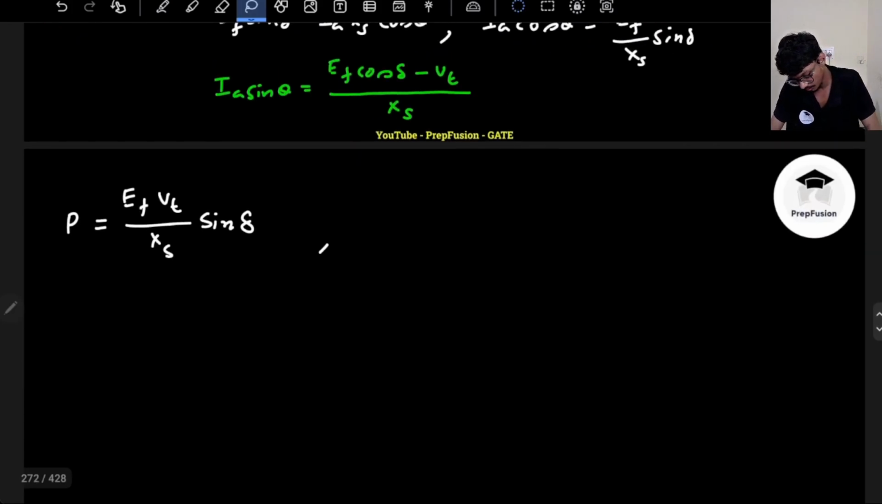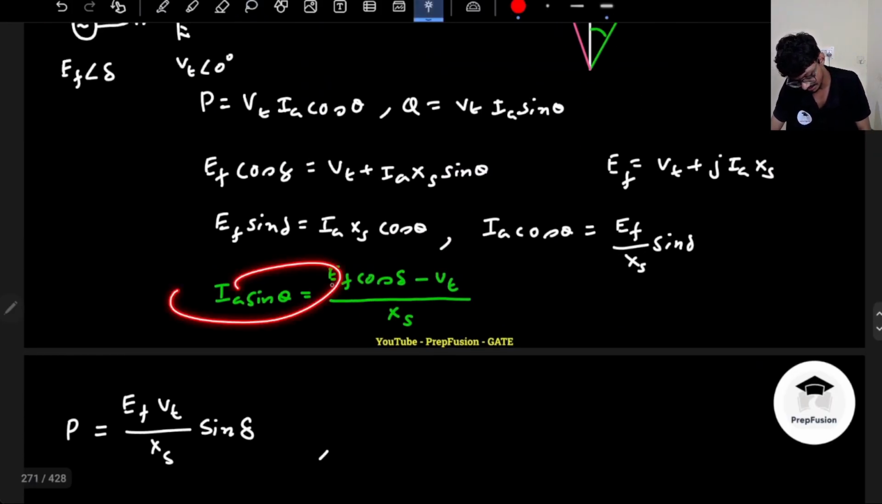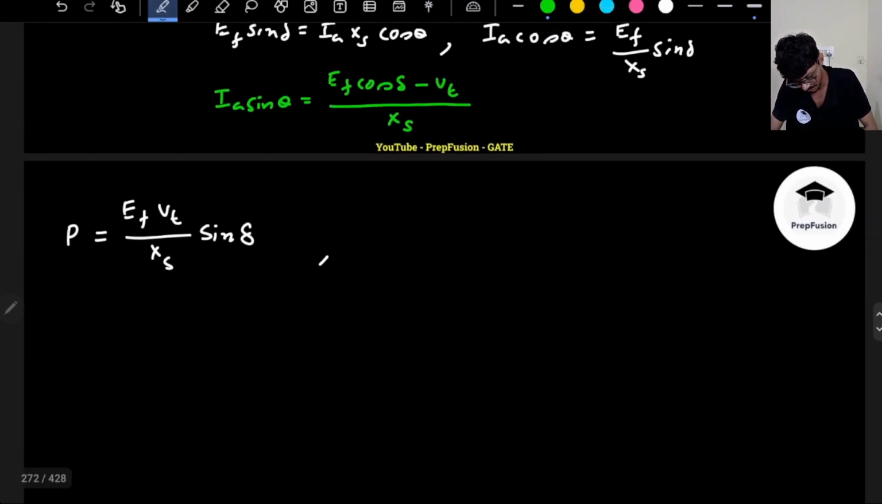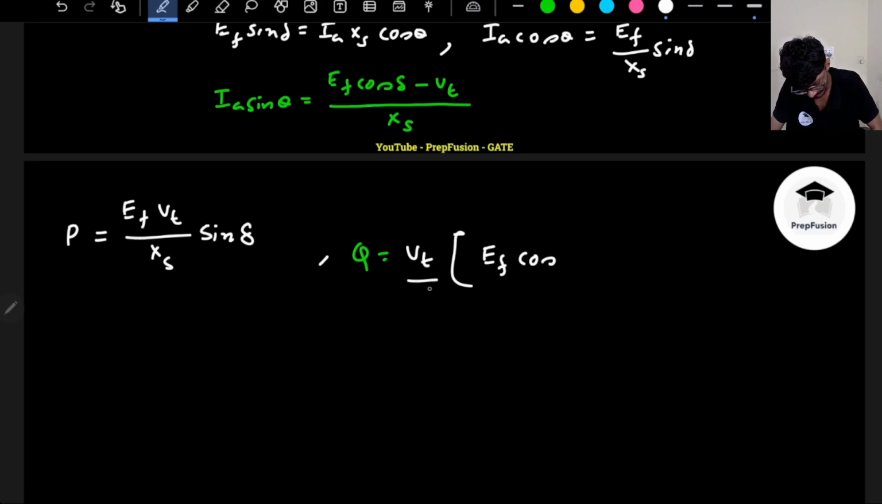Okay, so if I replace this Ia sin theta here, what will I get? My Q will be Vt by Xs into Ef cos delta minus Vt. Okay, that is what my Q is equal to.